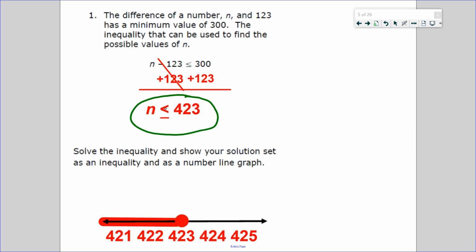So is this open dot or closed dot? Because there's an equal here, it has to be a closed dot. This inequality symbol means less. What numbers are less than 423? 422 and 421.